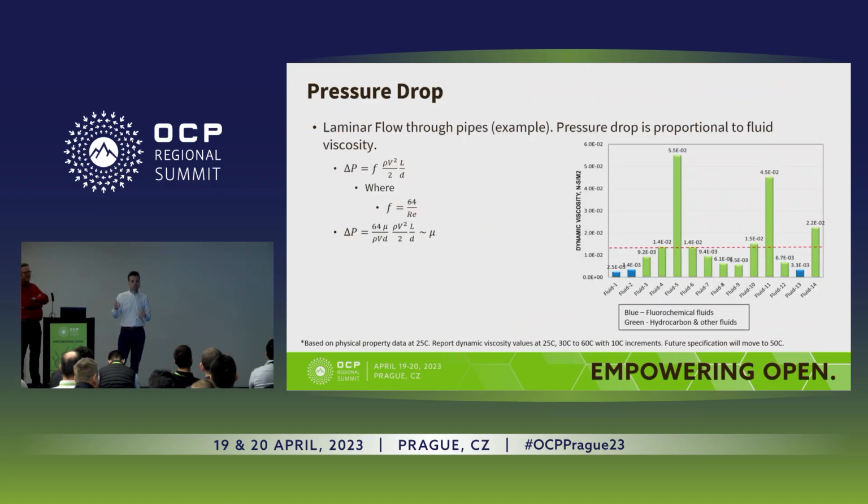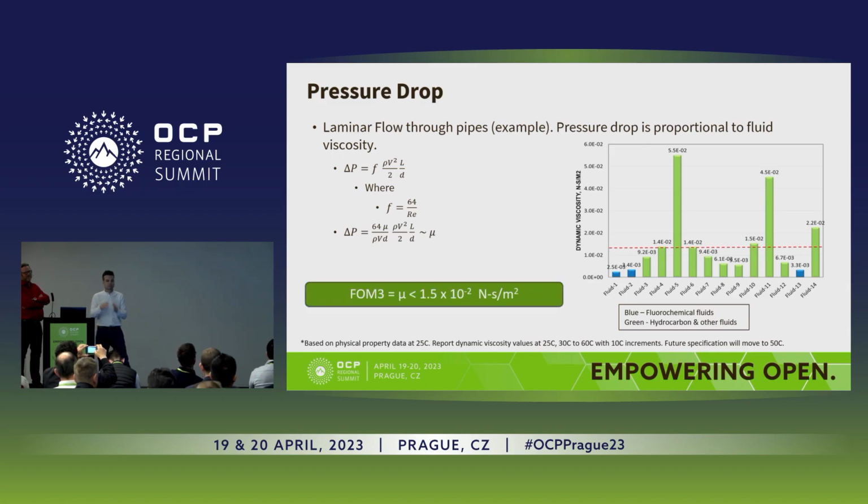Here, figure of merit 3, that's based on laminar flow in a pipe, right? They've also done some derivations from simplified models of laminar flow. What that boils down to, though, is the dynamic viscosity when you remove the dimensional factors. Again, they've based that on less than 1.5 times 10 to the minus 2 Newton second per meter squared, or pascals. And here again, if you look at the cutoff limit, you can see that there are some fluids on the market today that don't meet that threshold.